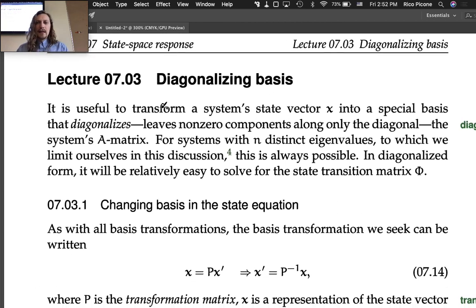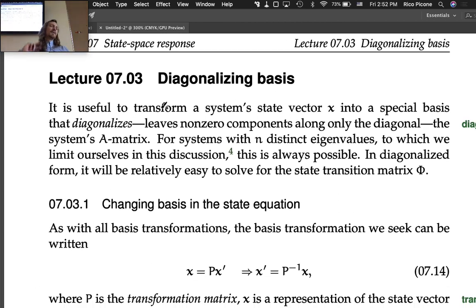Lecture 7.3, Diagonalizing Basis. It is useful to transform a system's state vector x into a special basis that diagonalizes the system's A matrix, that is, leaves non-zero components along only the diagonal. For systems with n distinct eigenvalues, to which we will limit ourselves in this discussion, this is always possible.